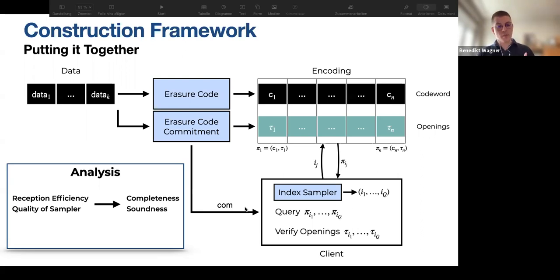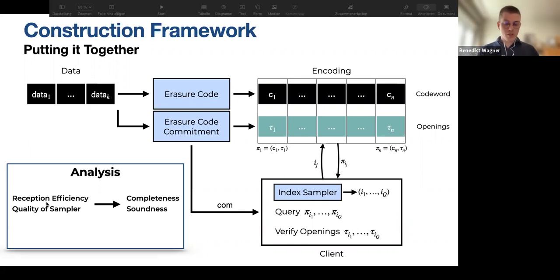And if we combine them, then this will tell you how many clients need to accept such that you can reconstruct the data, right? So remember, in the definition of soundness, I told you we need enough clients to accept, and how many we need is given by the reception efficiency and this quality of the index sampler. So this intuitively makes sense, right? If you need to collect a lot of symbols of this code word to be able to reconstruct the data, then you also need more queries of these clients, or more clients in general, to reconstruct the data.